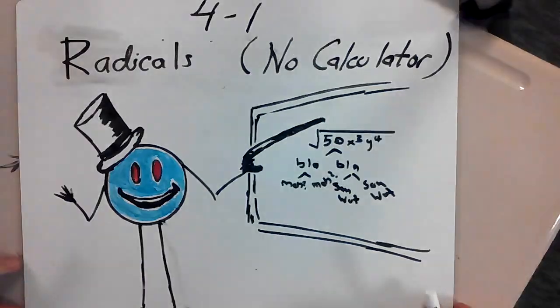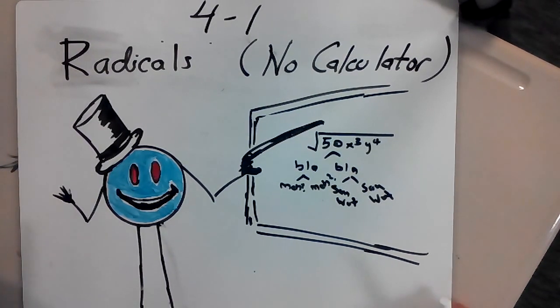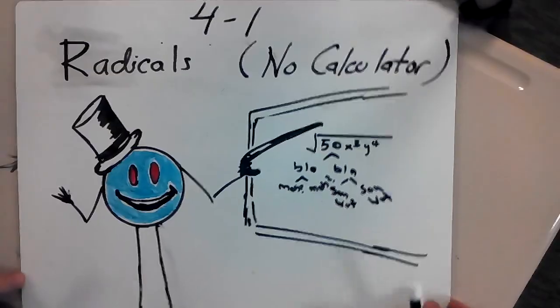Hey folks, okay, we're going to do the video for 4-1. We're going to simplify radicals without a calculator.